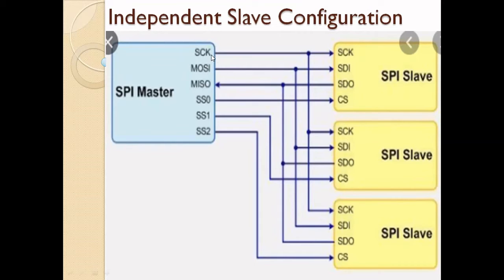So the first 3 pins, one is the clock, next is master out slave in, next is master in slave out. They are connected in common to all the slave devices. The first 3 pins are connected common to all the slave devices. Next, slave select 0, slave select 1, slave select 2. Because 3 slave devices are connected, 3 pins are needed.